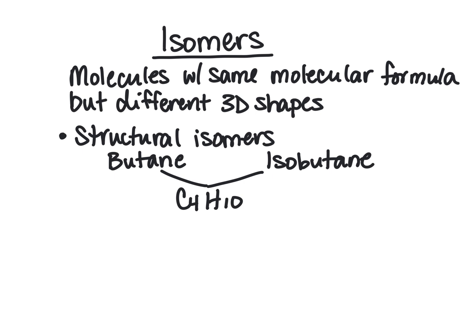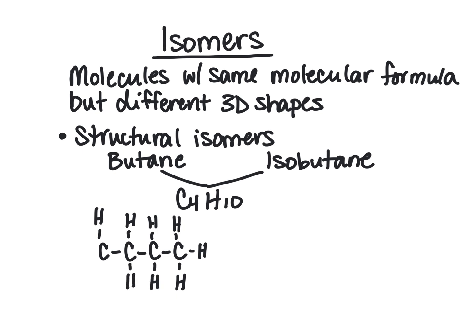So in butane, the carbons are lined up in a straight line, and then the hydrogens are bonded to the carbons, like so. In isobutane, the carbons are arranged a little bit differently. You've got 3 central or core carbons, and then the 4th carbon is actually branching off to the side.